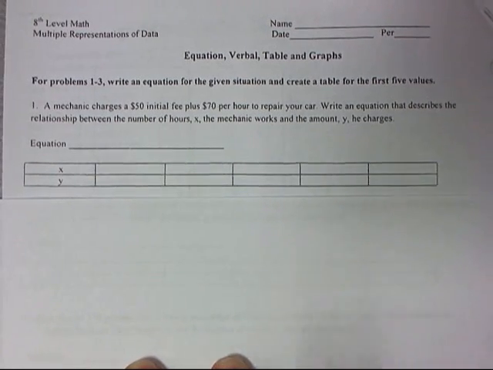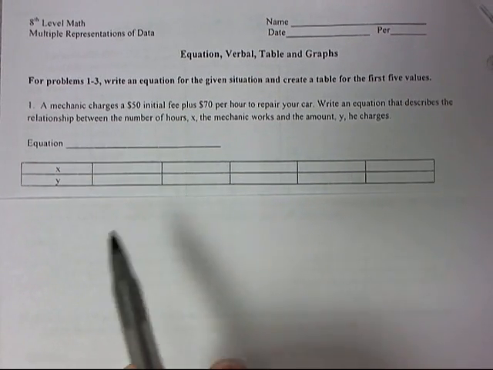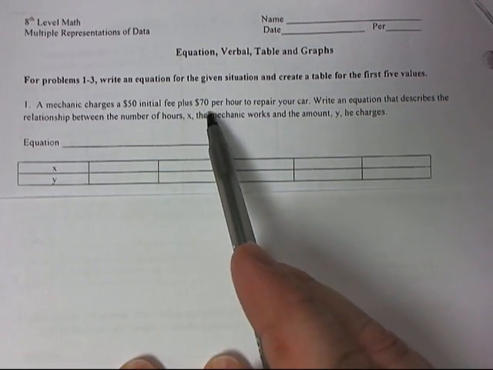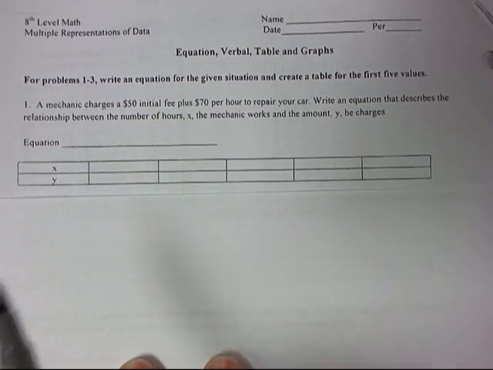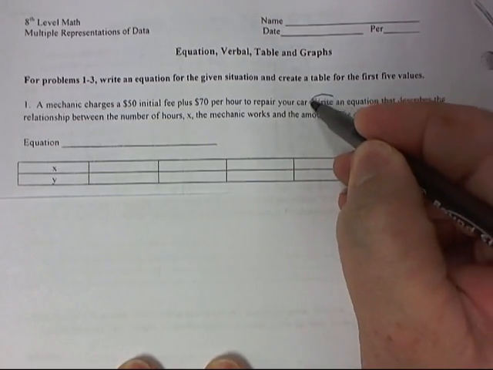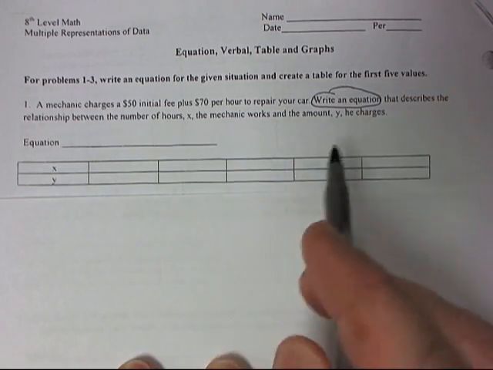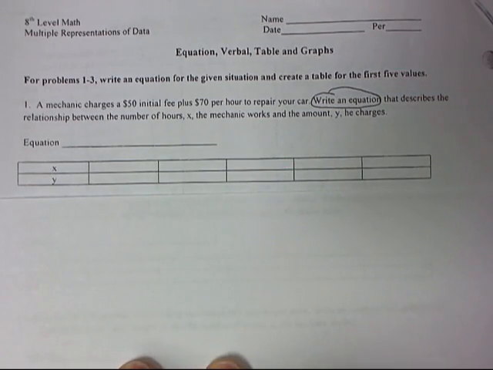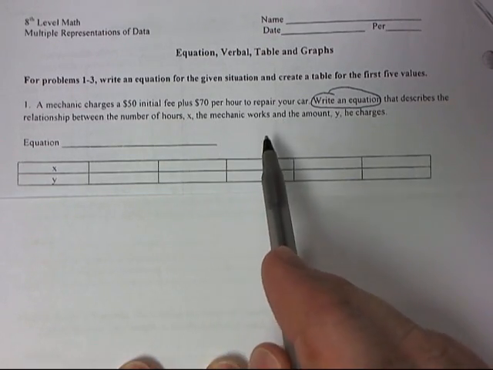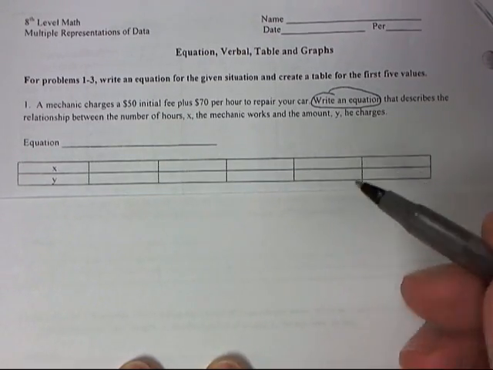Thursday night homework. Problem 1. A mechanic charges a $50 initial fee plus $70 per hour to repair your car. Write an equation, let's circle that, that describes the relationship between the number of hours X the mechanic works and the amount Y he charges.